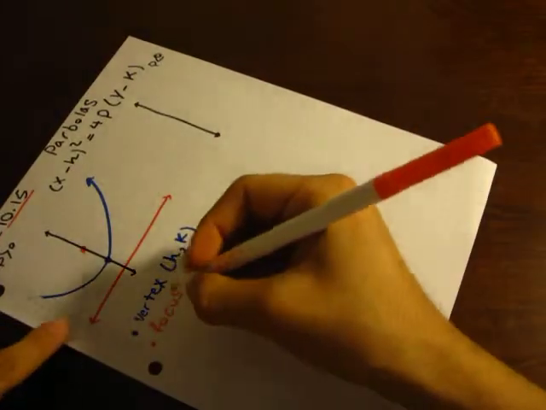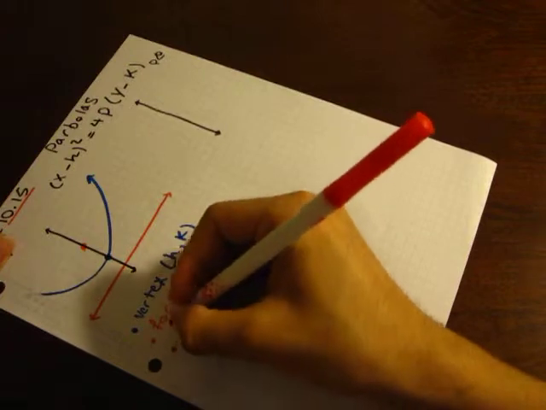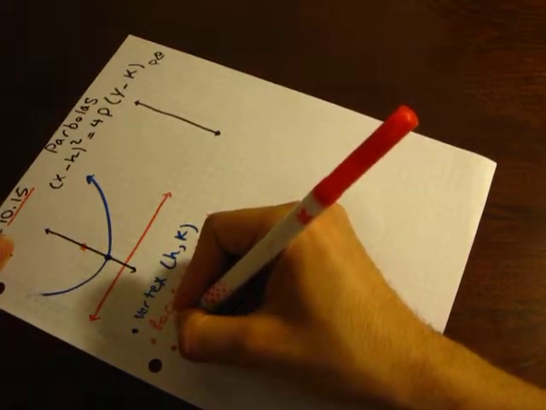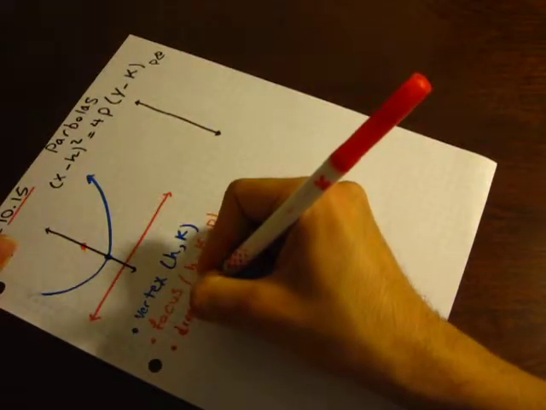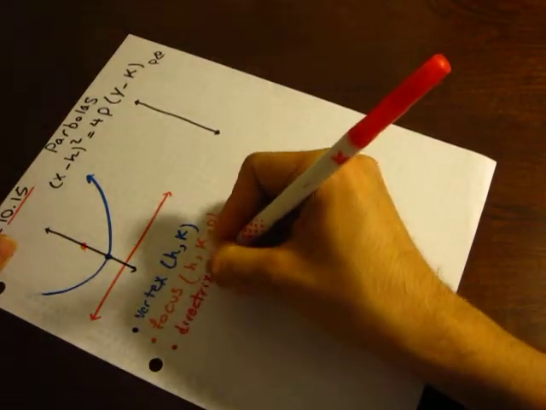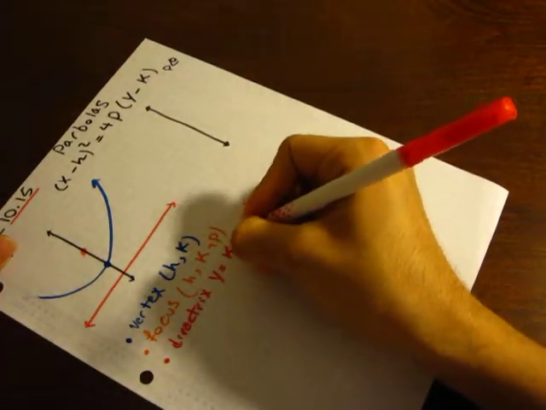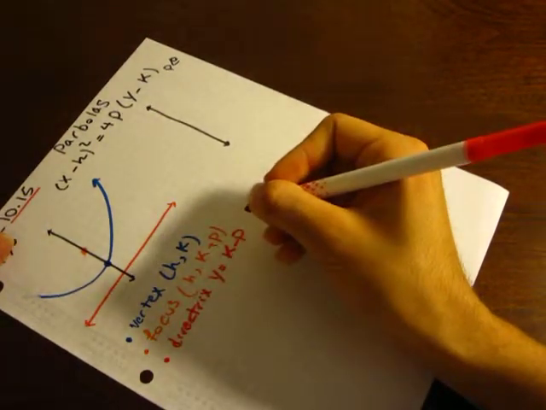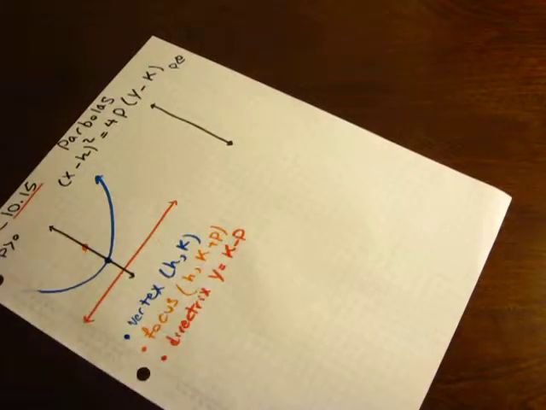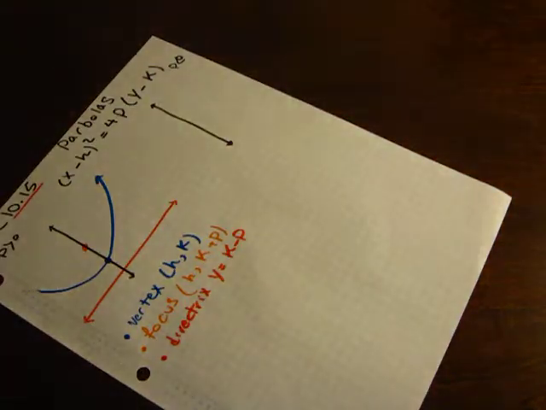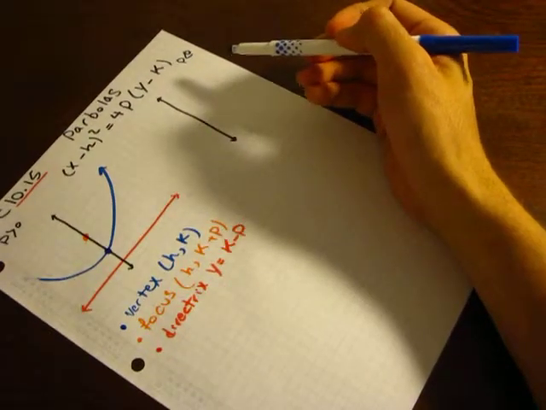This line's equation, which I'm going to write in red, is the directrix: y = k − p. So right now let's take a look at the other type of it, which is p less than 0.